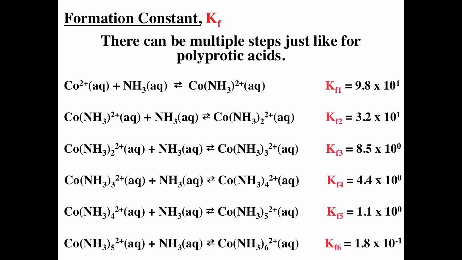This is a little bit different than the Kas. Ka1 is removing the first hydrogen, Ka2 is removing the second. For the formation constant, Kf1 is adding the first ligand. Kf2 is for adding the second ligand.